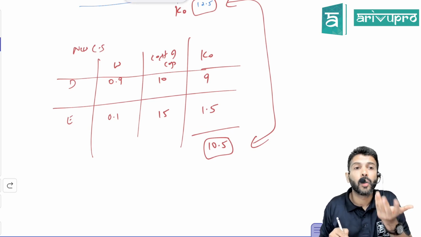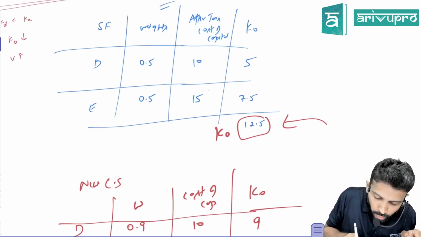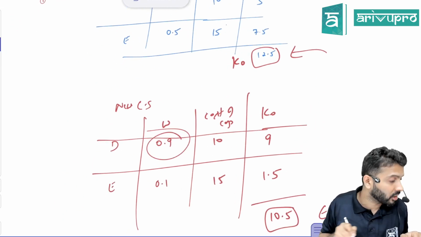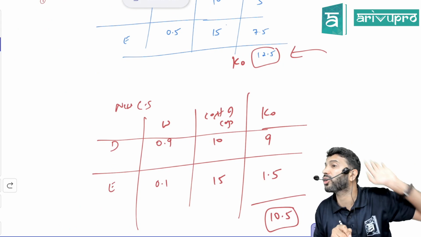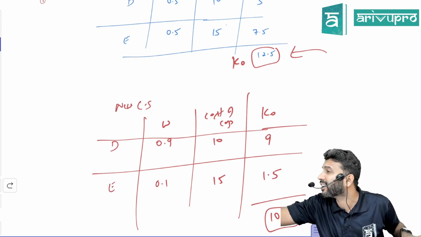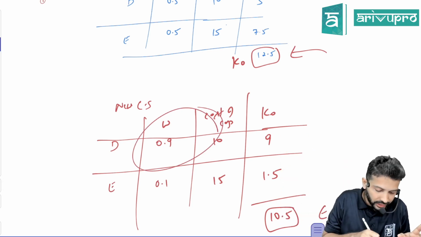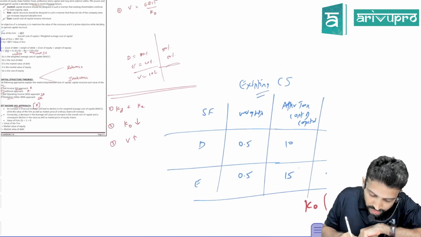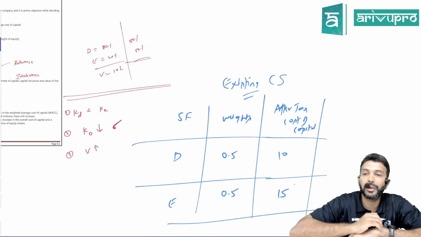Why? Because earlier you were using only 50% debt. Now how much money are you taking from debt? 90% you are taking from debt. That means have you reduced or increased the debt finance? If you increase the debt utilization, your overall cost of capital will reduce. Have I proved this equation for you? Any doubt, anybody?